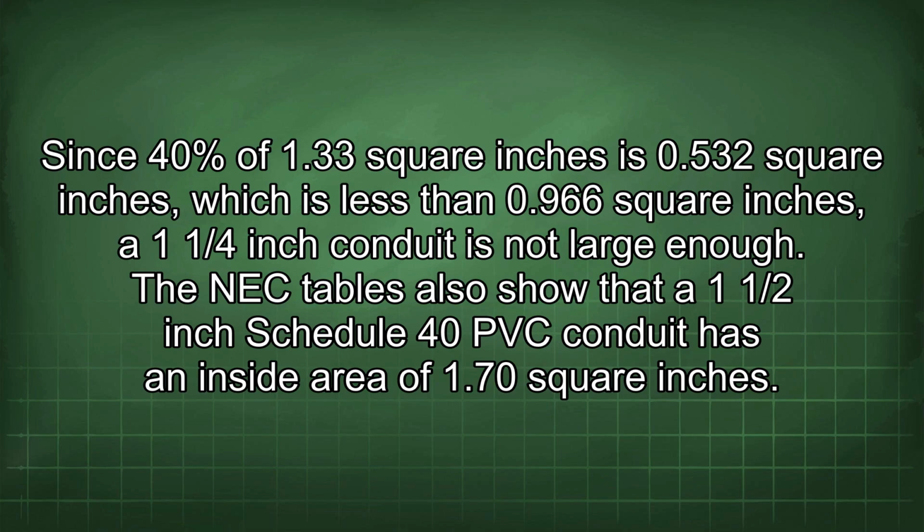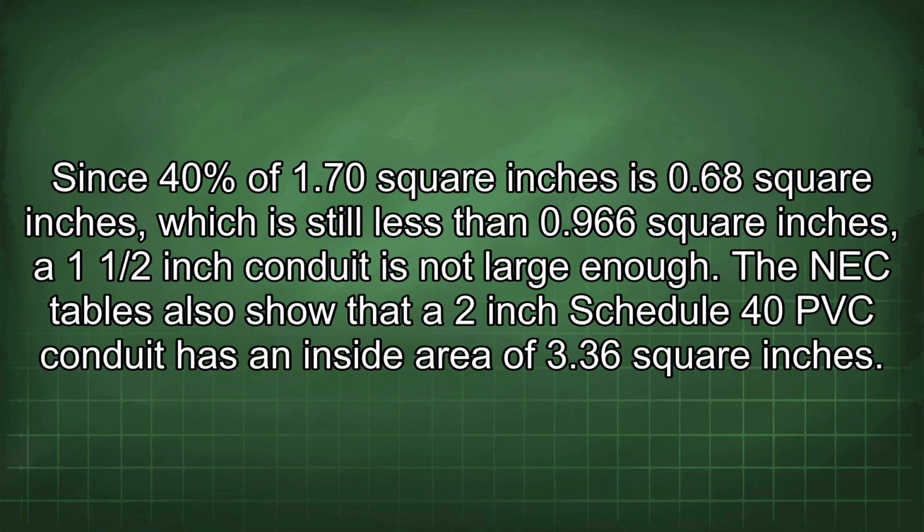The NEC tables also show that a 1/2 inch Schedule 40 PVC conduit has an inside area of 1.70 square inches. Since 40% of 1.70 square inches is 0.68 square inches, which is still less than 0.966 square inches, a 1/2 inch conduit is not large enough.